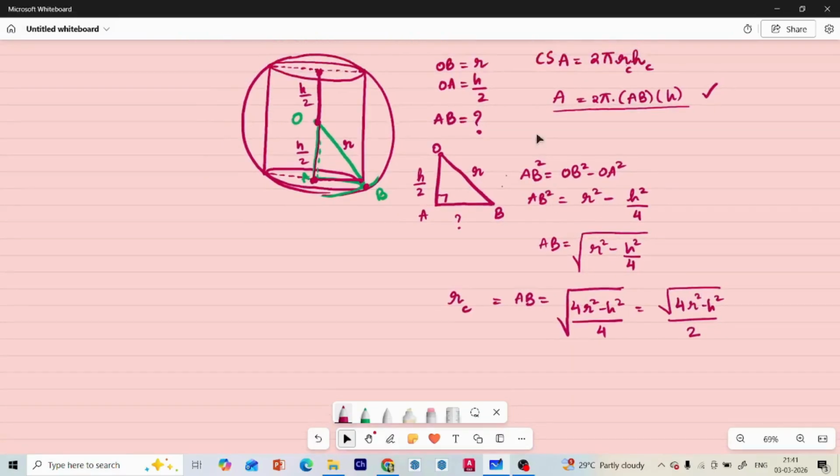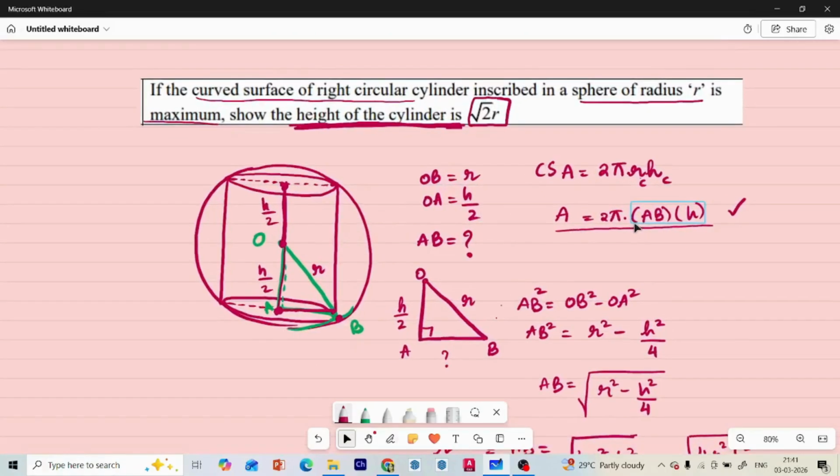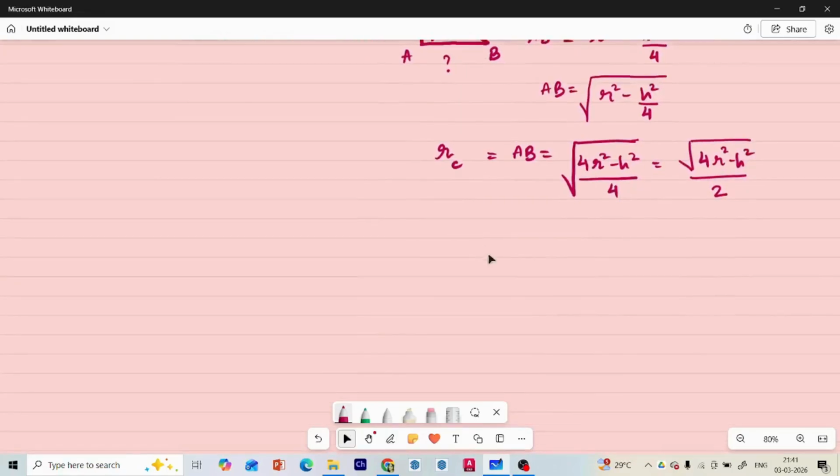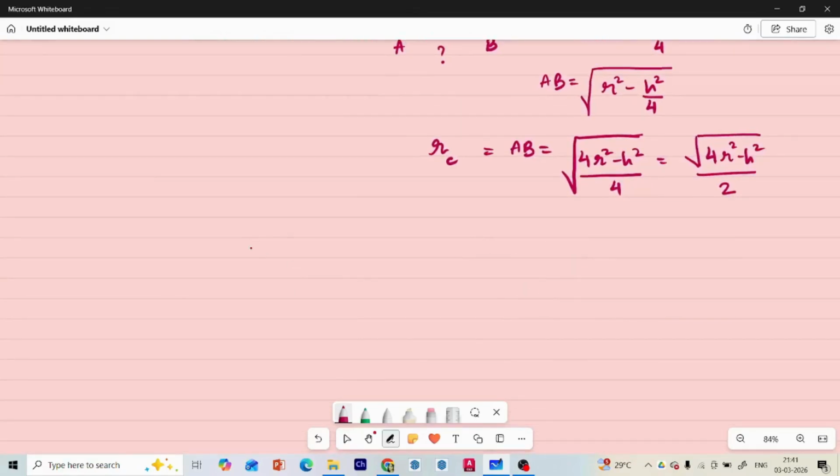Now what are they asking? As we looked at this equation, they are asking that the curved surface area of the cylinder should be maximum. So let us do that. Let us write the equation for the CSA of the cylinder. CSA of the cylinder is 2 into pi into radius of the cylinder into height.